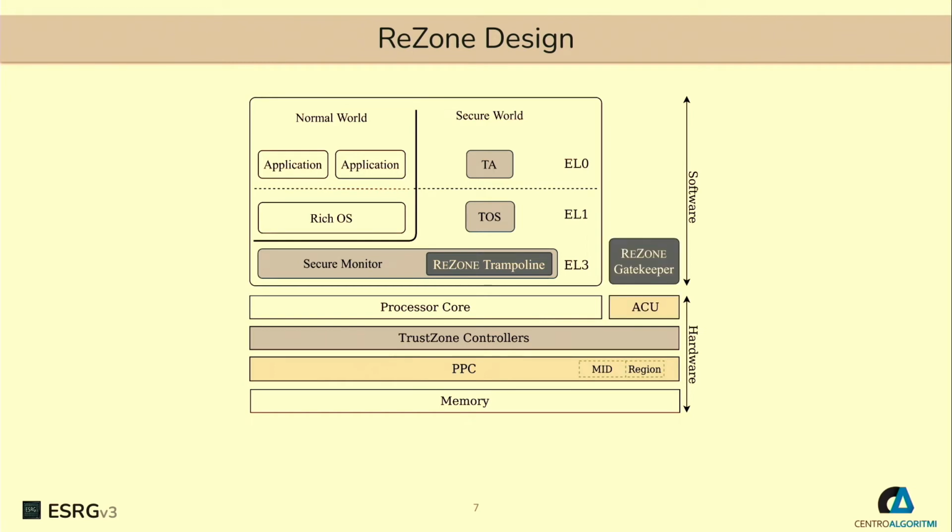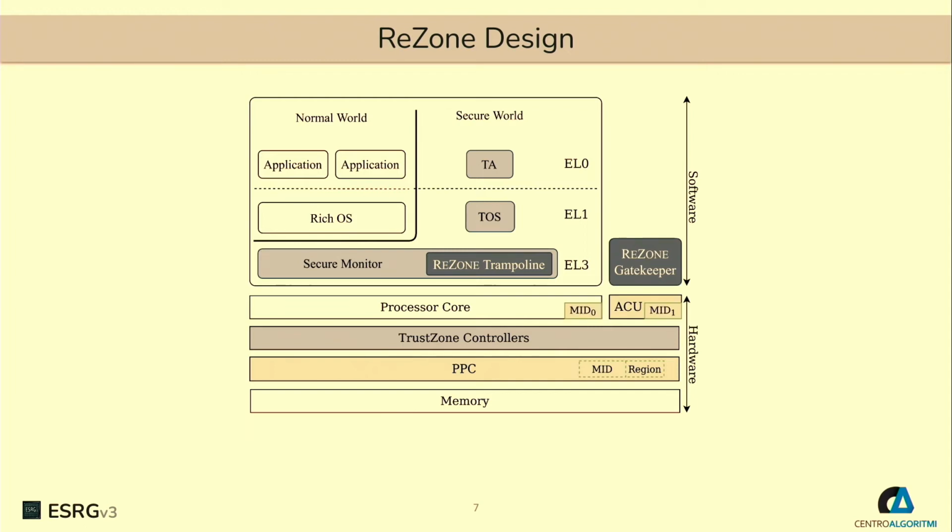The second hardware component we need is what we call an ACU, an auxiliary computing unit. This ACU is a companion processing unit that is nowadays ever more present in SoCs, and these ACUs can be leveraged for a variety of purposes. In ReZone, we use it to execute the gatekeeper. Trampoline and gatekeeper coordinate between themselves to securely reconfigure the PPC. This is important because we don't want to give the processor core direct access to the PPC.